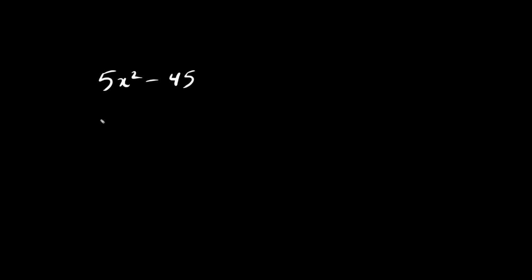Let's factor this expression. We always begin by factoring out the GCF. The greatest common factor is 5. 5 times x squared is 5x squared, and 5 times 9 is 45. 5 times negative 9 is negative 45. But don't stop here. Keep on going.